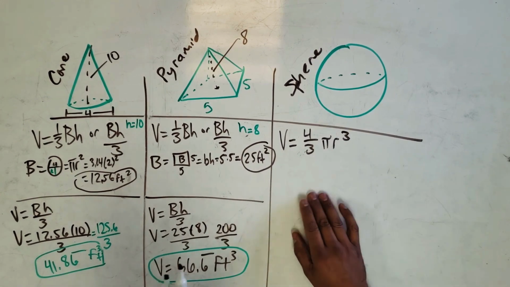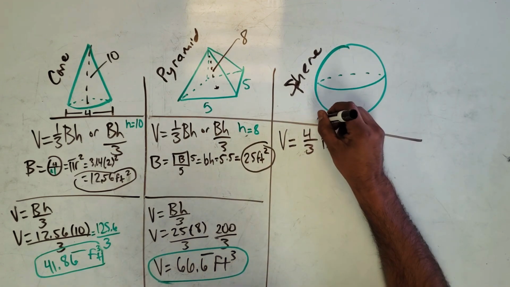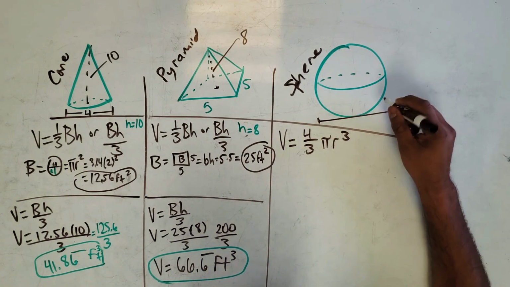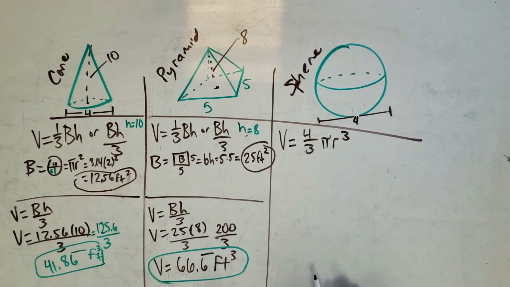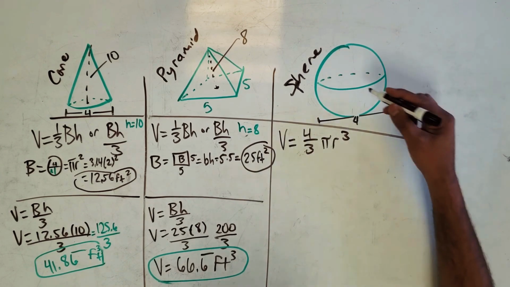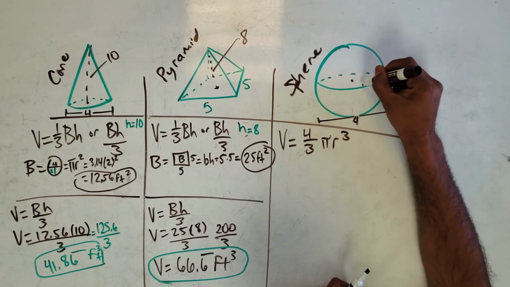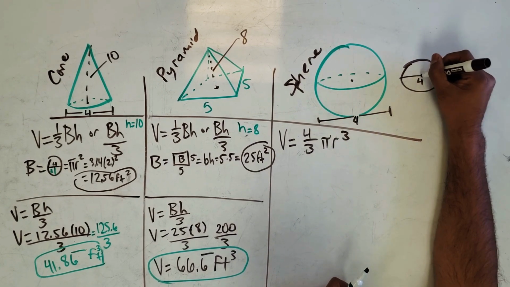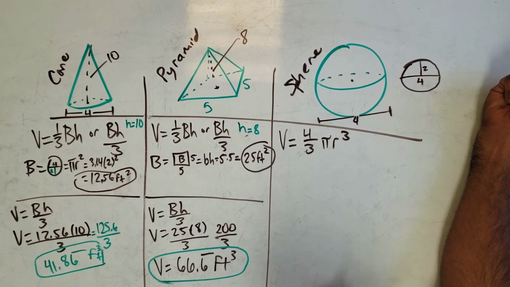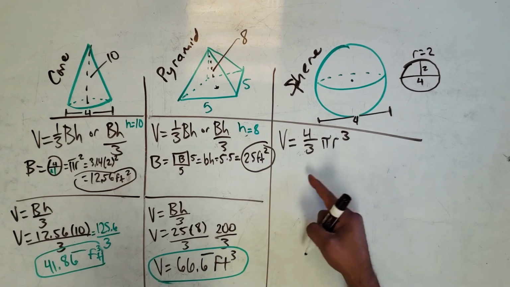Alright, now let's do the sphere. Let's keep it simple. We'll just do the same measurement. So from here all the way across, we're going to say that it's 4 feet. Okay? So we are going to need its radius. What I like to do on these is you can draw it on here. So this circle that's in the middle, it's like we cut the circle in half. I know that it's going to go 4 across, so that means that the radius is going to be 2. So R equals 2. So let's go ahead and put it where it goes.